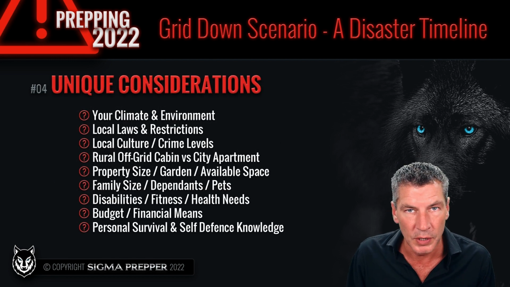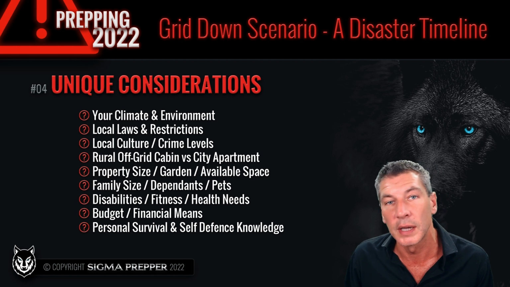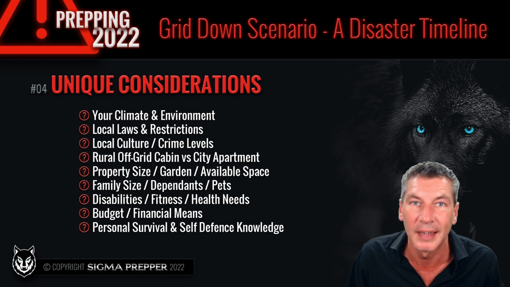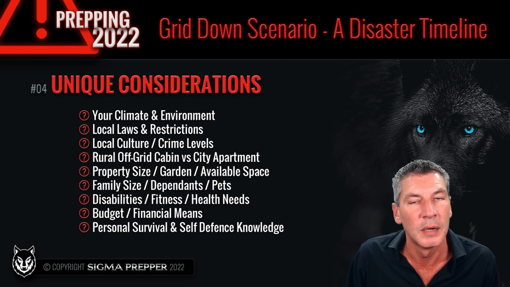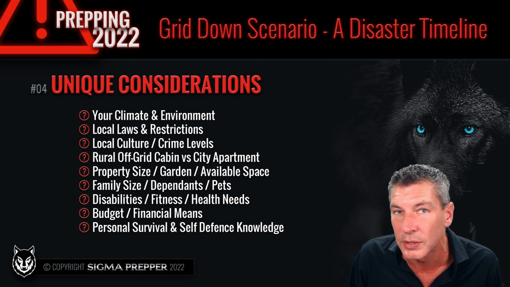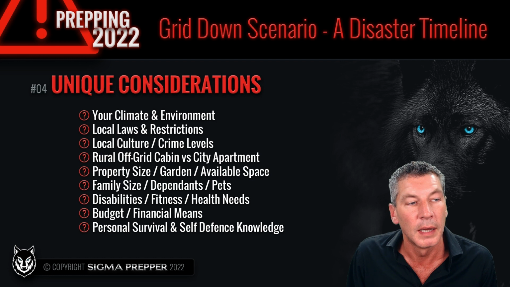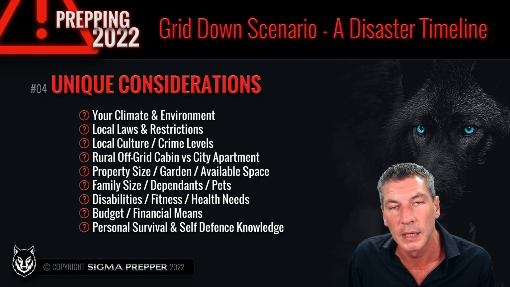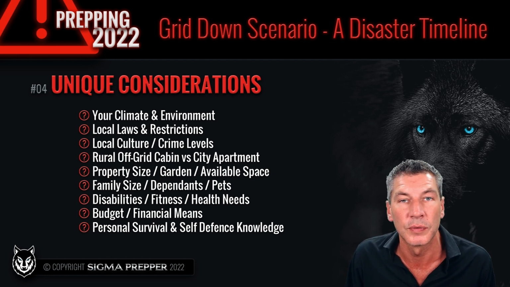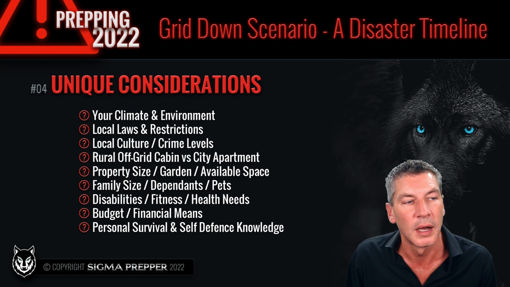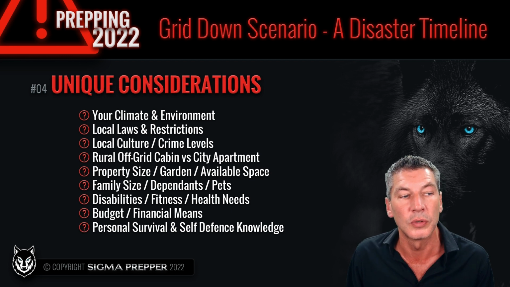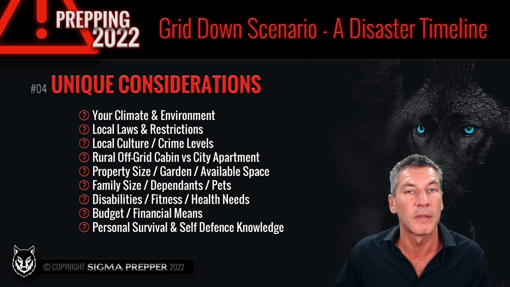So the unique considerations is essentially the fact that everybody out there has a different situation, right? Your climate and environment, if you're living in a desert, you're going to have different problems if you're living in the Arctic Circle. And equally, your different laws and regulations are going to mean you have access to different tools and things legally than other things. And of course, your local culture and crime levels is going to have a massive impact.